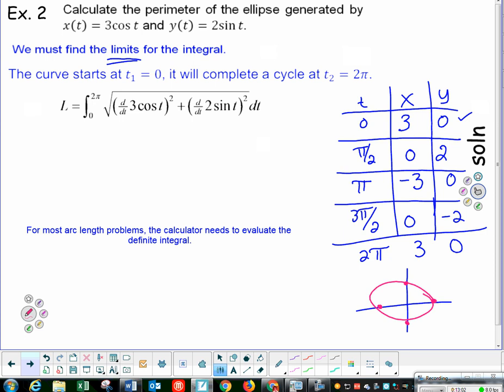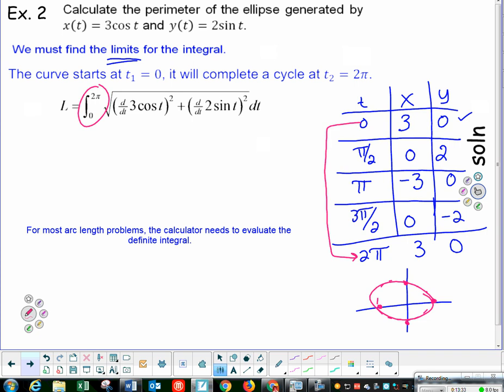That makes sense. How long did it take to trace that out? From 0 to 2 pi, all these points would map out to complete the cycle. So you're seeing the start up here, 0 to 2 pi, and that's how they got that. And then we know that it's the dx over dt squared plus the dy over dt squared. So you've kind of got it somewhat set up.